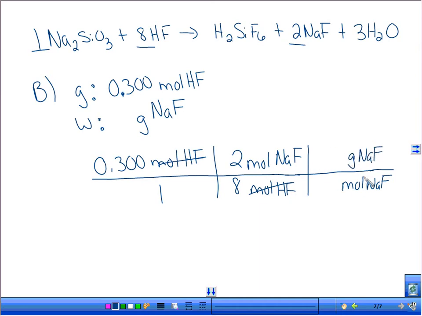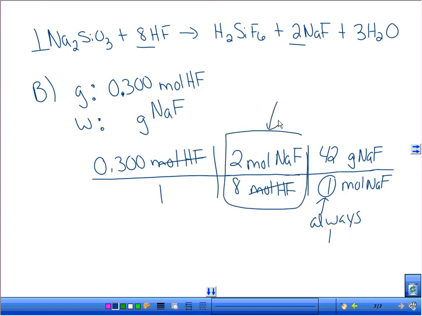Now, this is called the molar mass. How many grams are in 1 mole? So there should be a 1 here. I'm going to go to the periodic table and find 1 sodium and 1 fluorine. If I add those together, it does make 42. Notice, this is always going to be a 1. The only time it's not a 1 is when it is the mole over mole. Then I'm using the coefficient. So if it doesn't say mole over mole, you're going to be using 1 with the word mole.